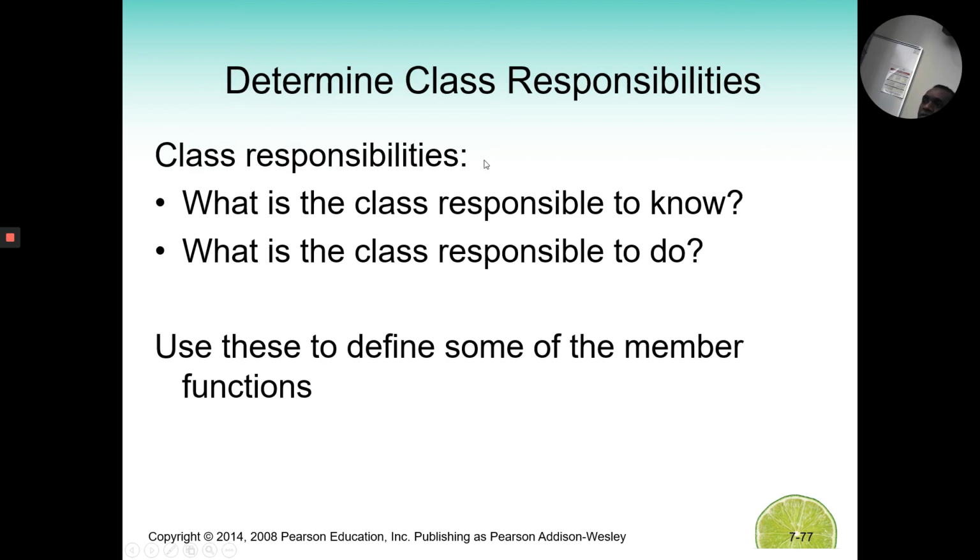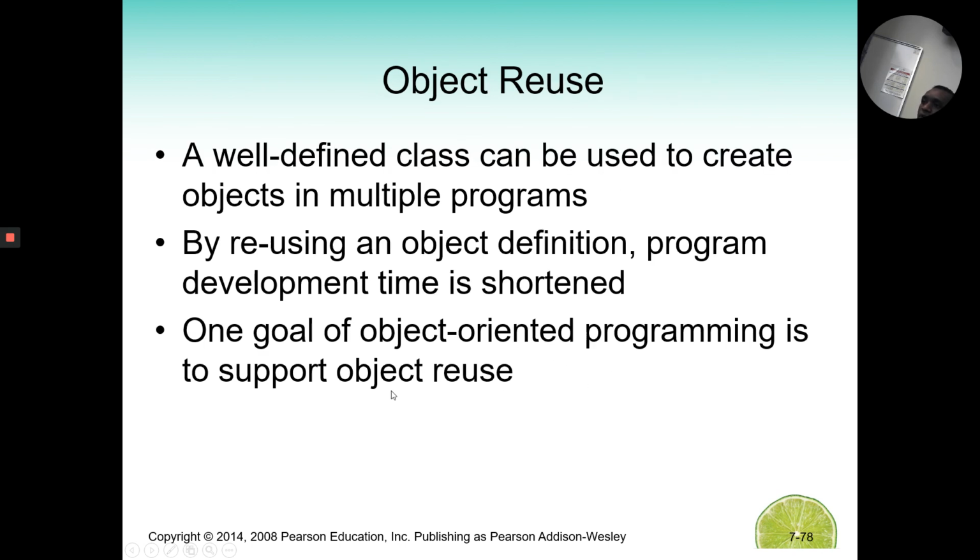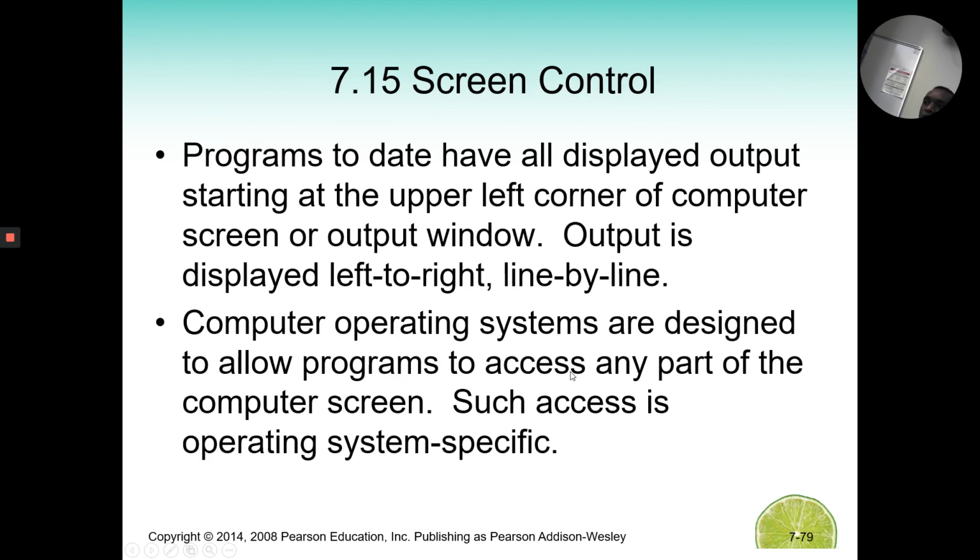Determine class responsibilities. So class responsibilities: what is the class responsible to know? What is the class responsible to do? Use these to define some of the member functions. Object reuse: a well-defined class can be used to create objects in multiple programs. Remember the way you define it. We said a class called animal, then another class can inherit that. By reusing an object's definition, program development time is shortened. So one goal of object-oriented programming is to support object reuse.